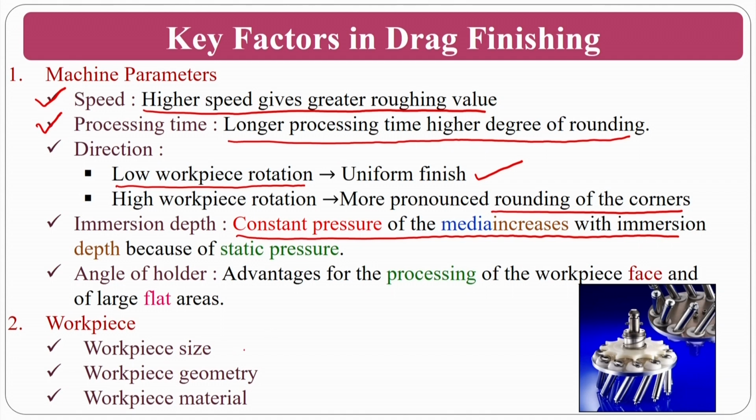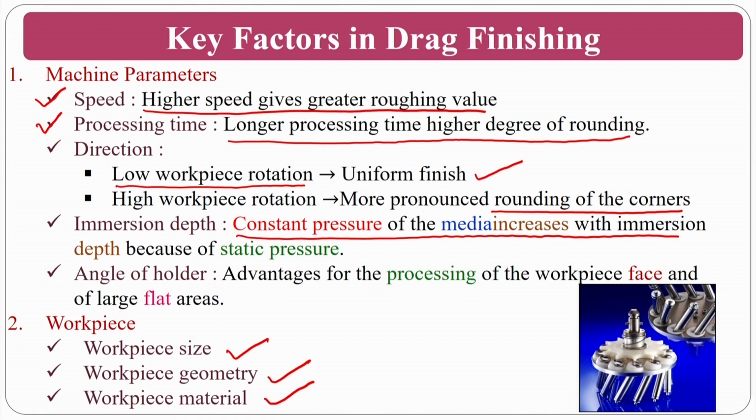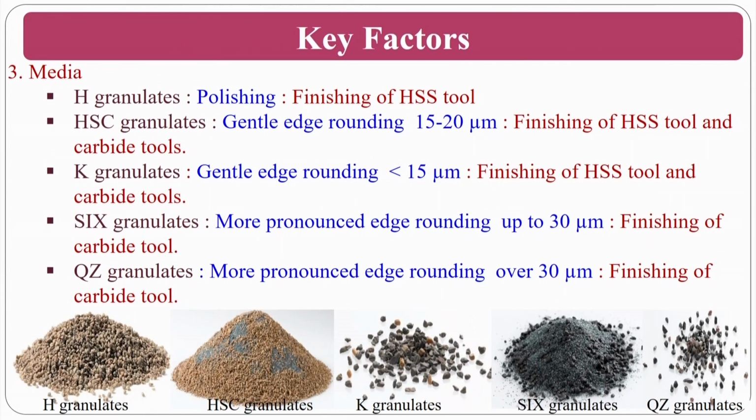The workpiece size plays a major role, as do workpiece geometry and workpiece material. Normally, if the size of the workpiece is high, the finishing time will be high. At the same time, if the geometry is complicated, then reaching the nooks and corners of the complex shape will take more time. If the workpiece material is harder, then the finishing time will be more. If you want less finishing time, then you can go for a softer type of workpiece material. The other key factor is media.